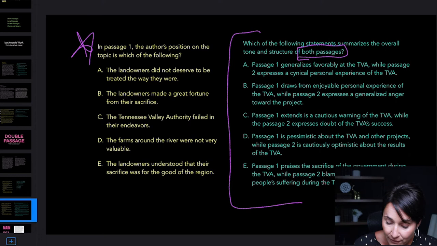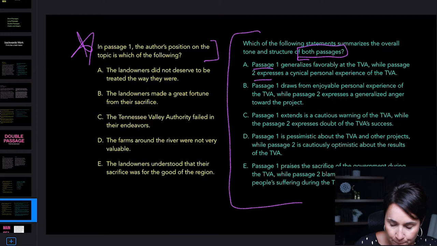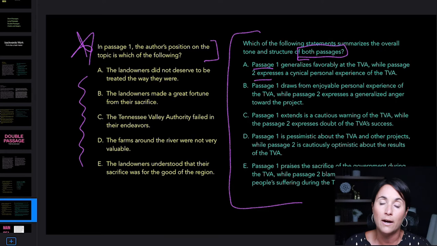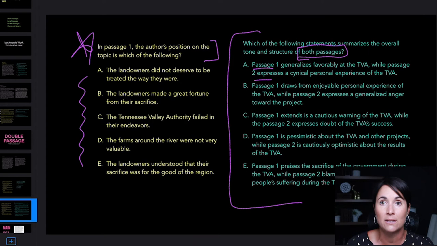Another thing with these double passage questions, sometimes they'll do this: passage one does this while passage two does this, and the answer choices will be long. When you see an item like this, and this is called an item, I talk about items a lot, it's the question stem, any kind of chart or graph or picture or stimuli, and then the answer choices. That's what an item is referred to in the testing world. So this item has long answer choices, and when you see them you're like, ugh, more reading. Break them up. Don't read all this.